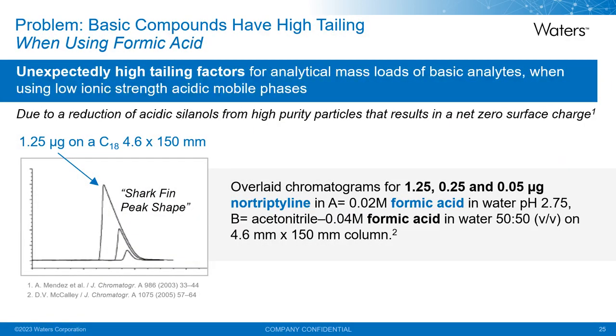One challenge that scientists saw was unexpected high tailing for basic analytes when using low ionic strength mobile phase additives, such as formic acid, on modern pure silica or even hybrid particles, and that's due to a net zero surface charge. You can see here that for this basic analyte nortriptyline, at analytical mass loads, we're looking here at 1.25, 0.25, and 0.05 microgram, you see this shark fin-like peak shape. You may expect to see something like this during prep chromatography, but again, I'm highlighting this is at analytical mass loads.